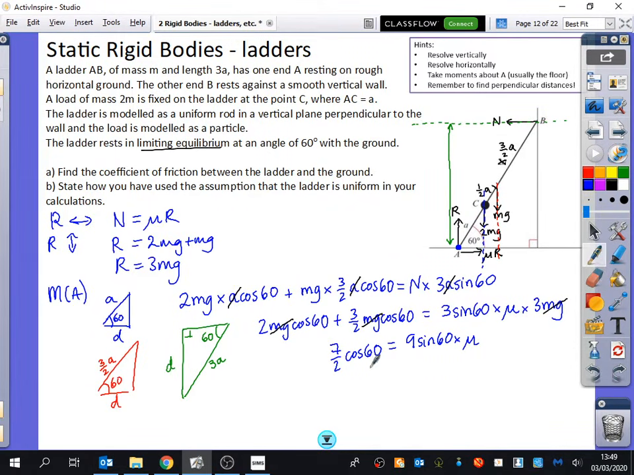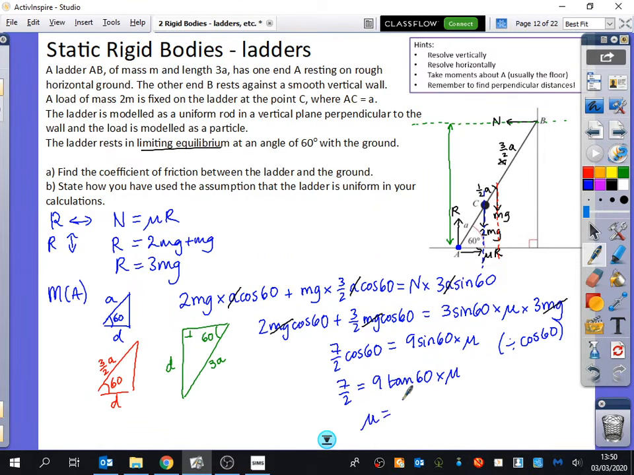So I'm just going to divide everything by cos 60. Like I've just said, you could just put this in your calculator. You could do 7 over 2 cos 60 divided by 9 sin 60. But I'm just going to show you this technique because it will help us in all ladder questions, well, 9 out of 10 ladder questions. So if I divide by cos 60, I get 7 over 2 equals 9 tan 60 times mu.